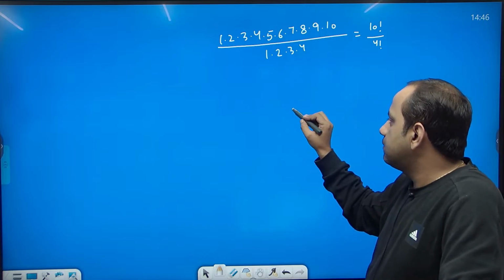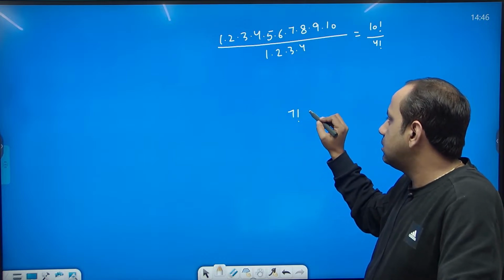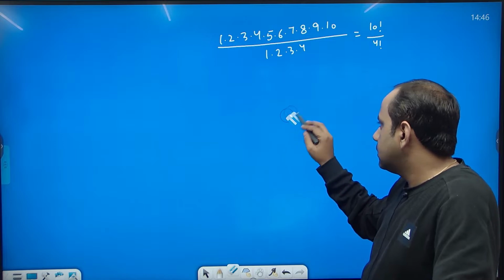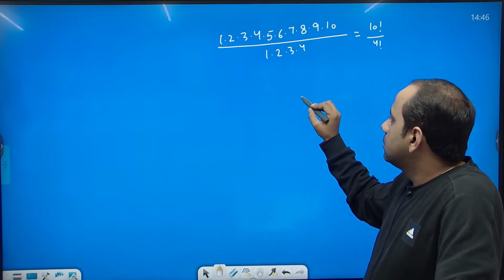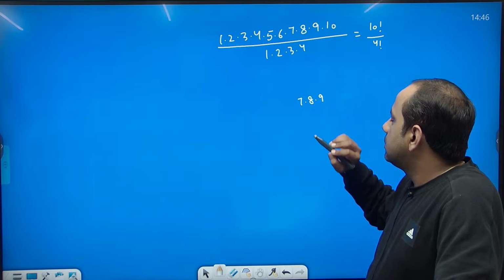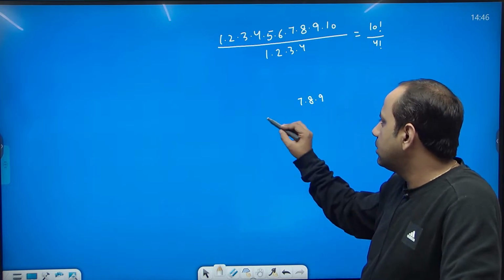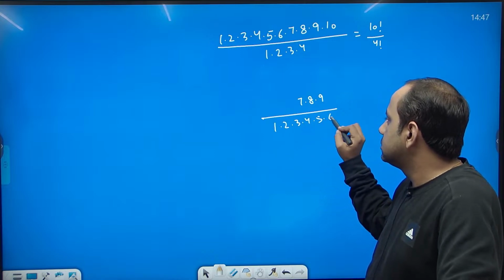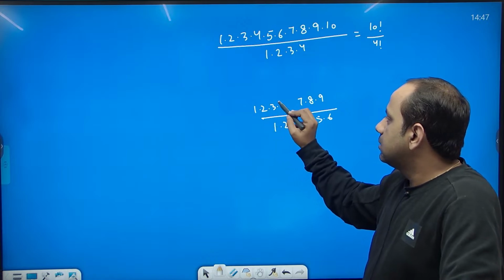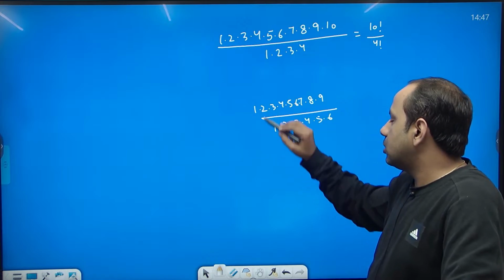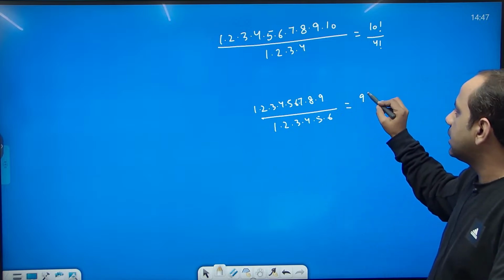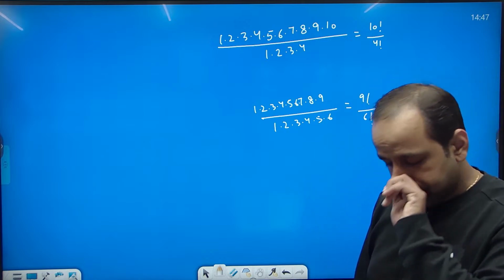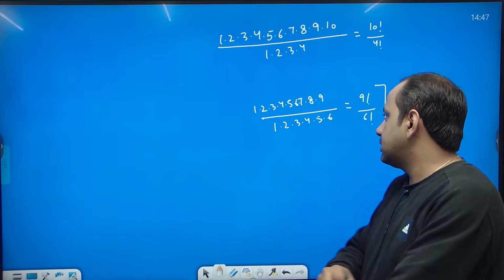Same way, if I say 7 into 8 into 9, if I need to convert this into factorial, we have to multiply and divide with 1 into 2 into 3 into 4 into 5 into 6. So we can say, because factorial तभी बन पाएगा अगर product 1 से start हो रहा है. Now we can say the numerator is 9 factorial and denominator is 6 factorial. Okay. This is how we can convert an expression into a factorial.